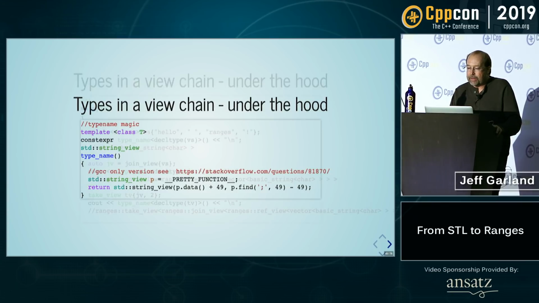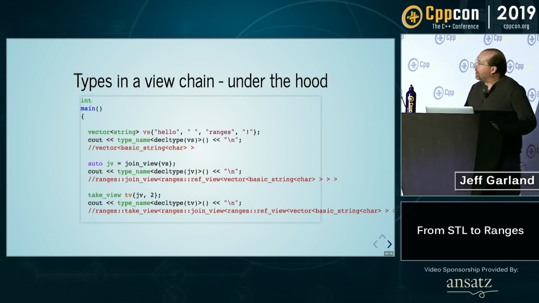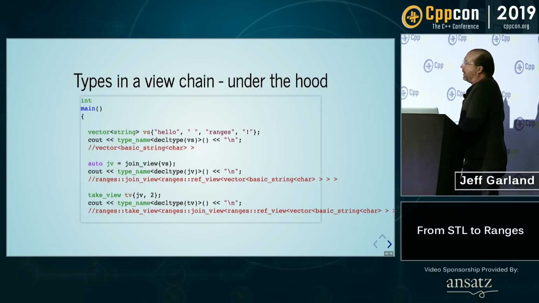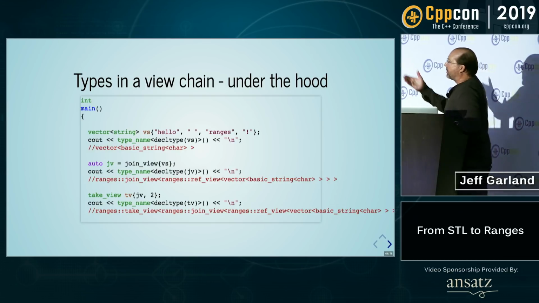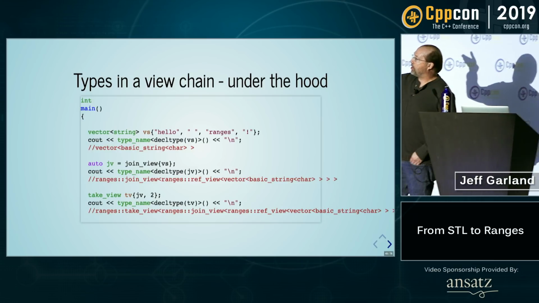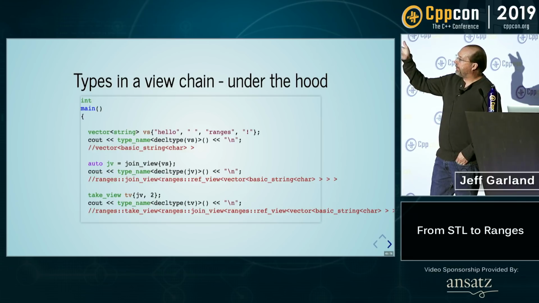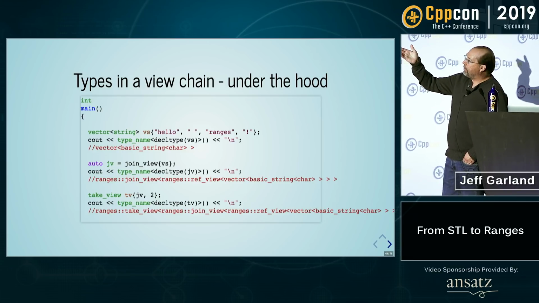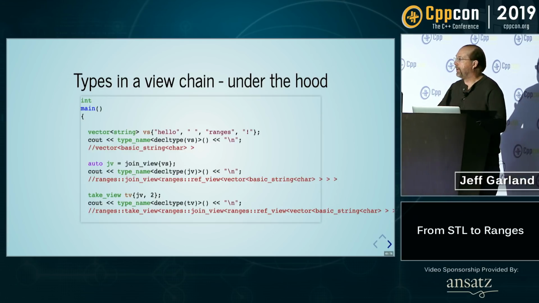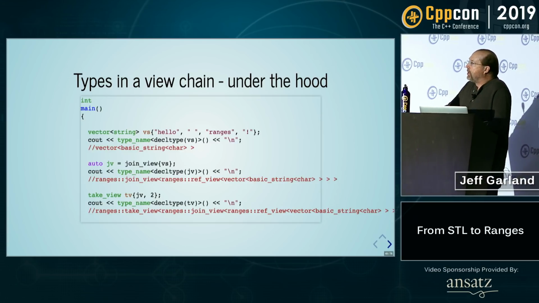But it's nifty. So the question is, what is all of this machinery actually generating in terms of types in my program? So in this particular case, I have the vector of string at the top. And I use that type name thing I just showed you with decltype of the vector of string. And it prints out, in simplified form, I simplified it a little bit for the slide, exactly what you expect, vector of string of char.